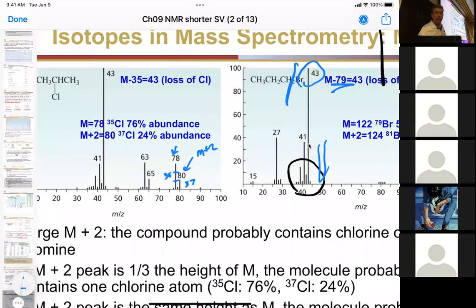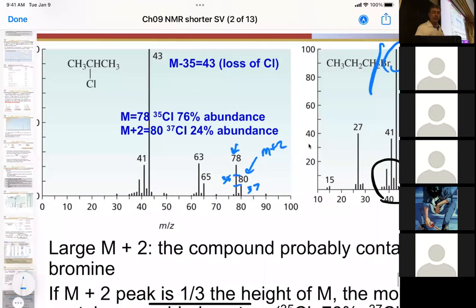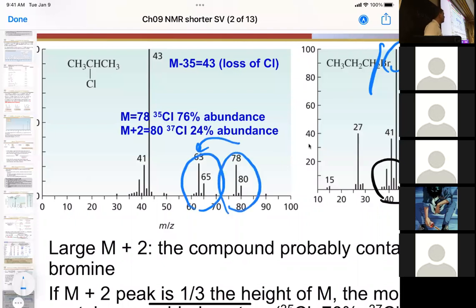Let's look at what happens when you have this in the chlorine. We have our M and our M+2, but look at this. This has the exact same pattern as that. What does that mean? That means the chlorine didn't fall off first. It means we lost a methyl group first. Then to get here, it had to lose the chlorine. So there's at least one fragment here that has the chlorine still on it because it has the same isotope pattern for chlorine. All right, questions on that?